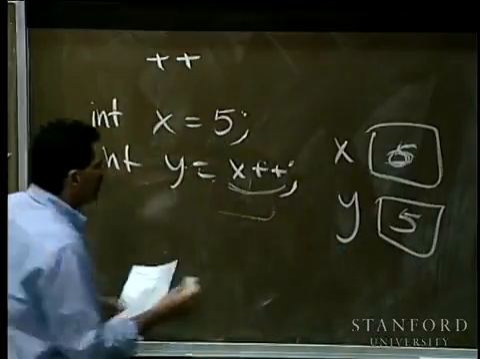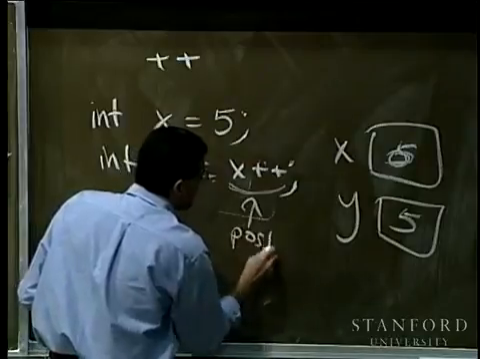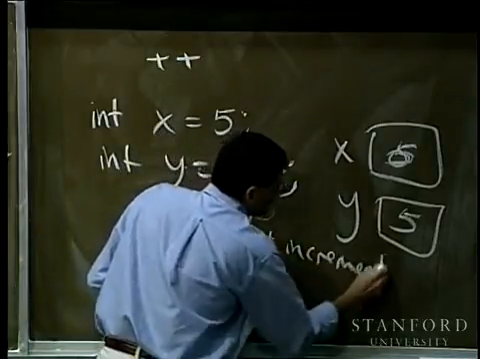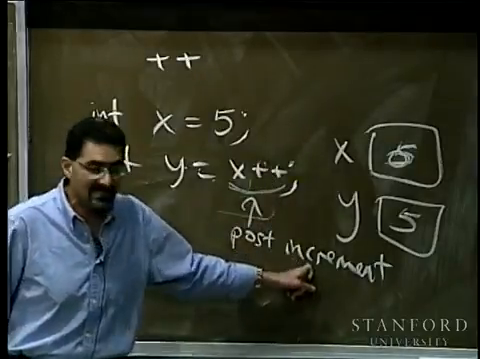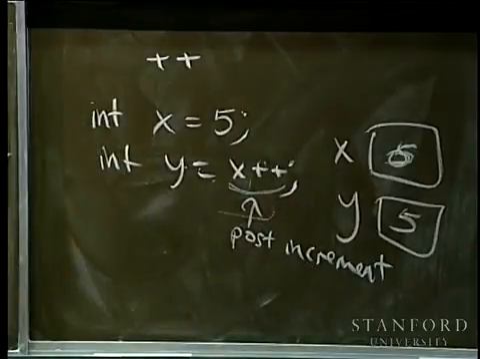This form is what we refer to as a post increment. Why is it post increment? Because the plus plus comes after. That's where the post comes from. And it adds 1, so it increments. So the way you can think of it is I add 1, but after I return a value.